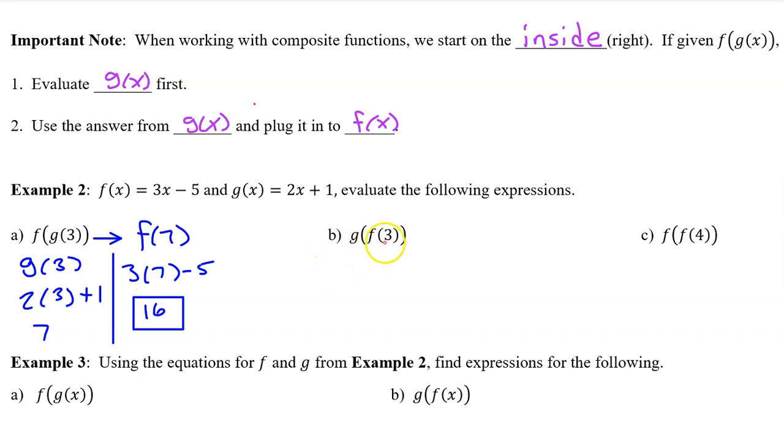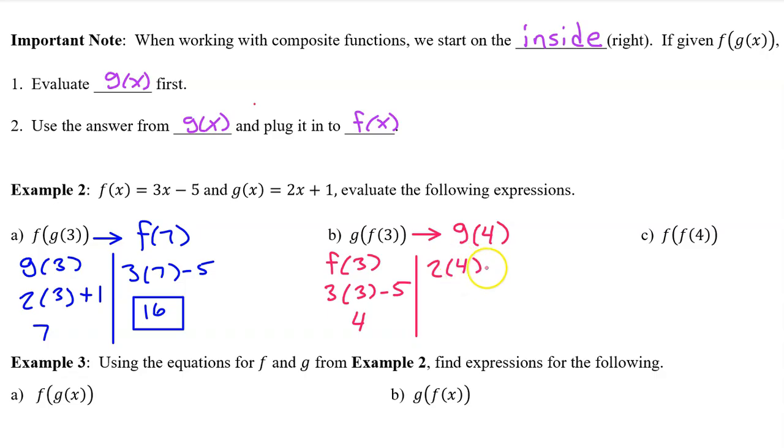Part B, again, let's begin with the inner part. So let's evaluate f at 3. Plugging 3 into function f gives us 3 times 3 minus 5. That's 9 minus 5, which is 4. That means g at f at 3 becomes g at 4. So plugging 4 into function g gives us 2 times 4 plus 1. That's 8 plus 1, which is 9. And that's the answer.